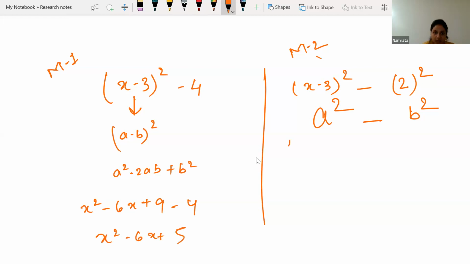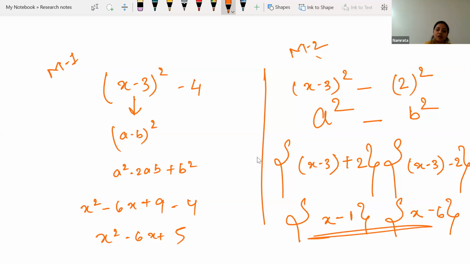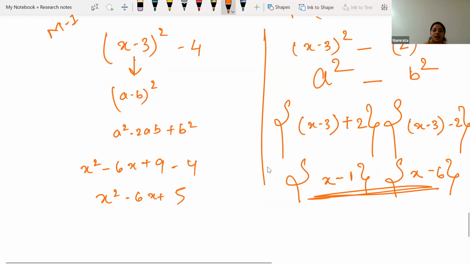Let's do the other way by applying the formula of (a plus b)(a minus b). So our a is x minus 3, a plus b. In the other bracket, our a is x minus 3, a minus b. Let's do it. We will be having x minus 3 plus 2, which is x minus 1. Here it will be x minus 3 minus 2, which is x minus 5. Now we have to apply the distributive property and then only we will get the answer.